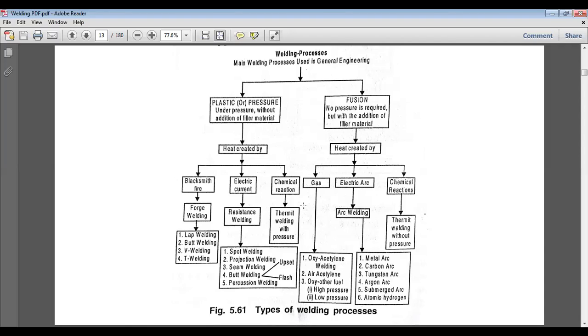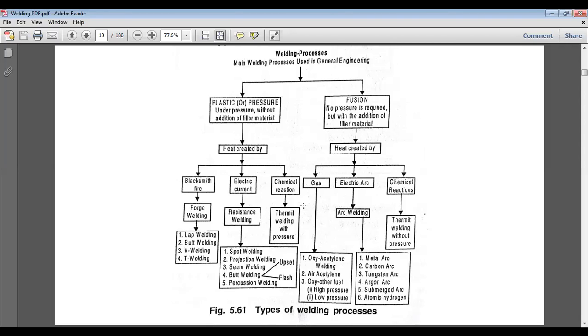So the heat is produced, and at the same time a pressure is applied. Heat is produced by the electric resistance, and at the same time pressure is applied, and a combination of heat and pressure will make a joint, and this is created by electric current. So another type of heat created is by electric current.